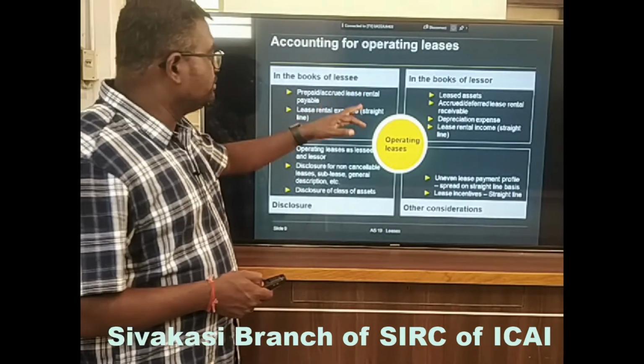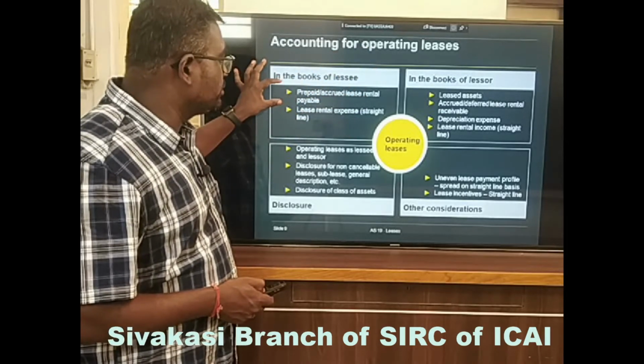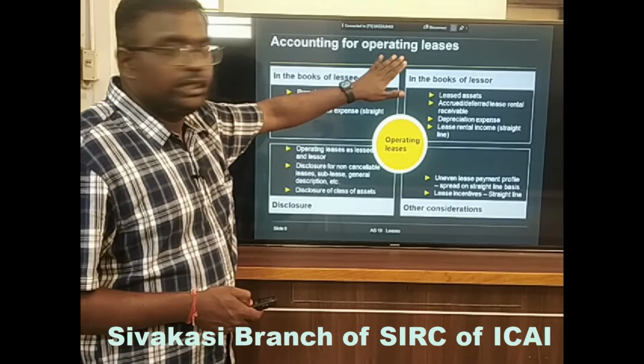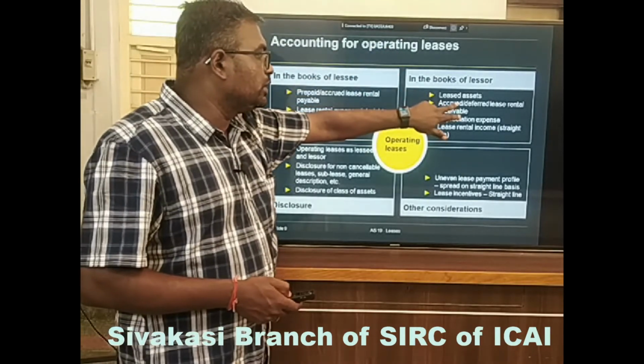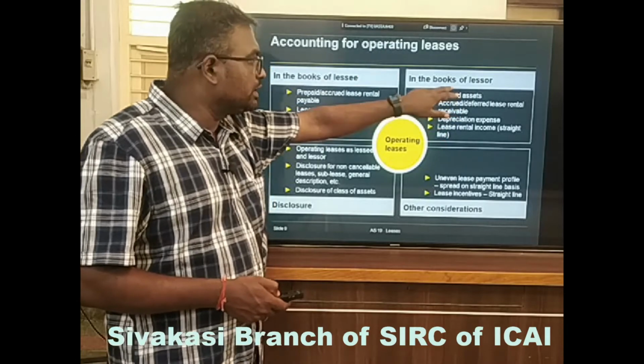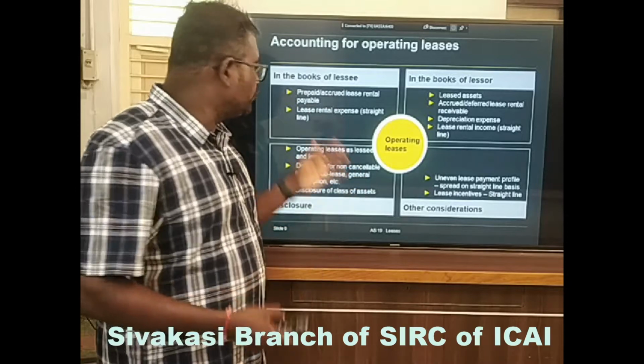Again, it's very simple. Accounting treatment in the lessee books. In case of operating lease, please be careful. In case of operating lease, the asset will continue to be shown in the books of lessor. Lessee is going to see it as a payable of rent.